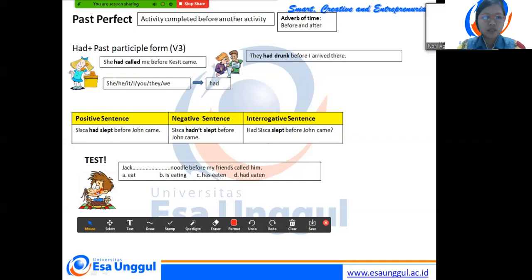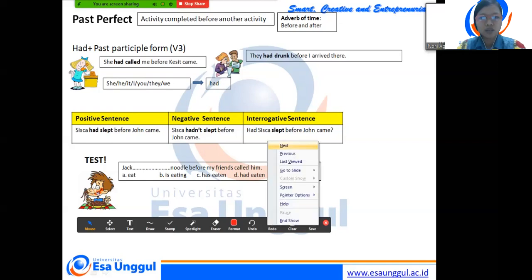The positive sentence, Siska had slept before John came. And the negative, Siska hadn't slept before John came. And the interrogative, you can say, had Siska slept before John came? If yes, you can say, yes, she had. If no, no, she hadn't, or had not.